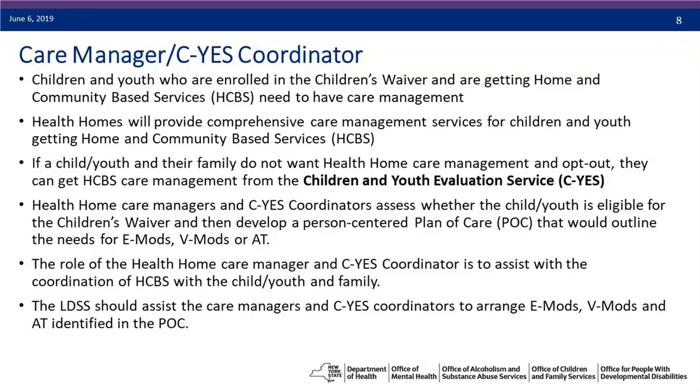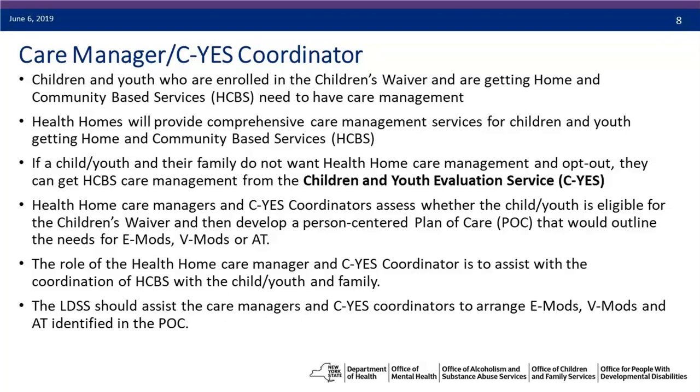And to receive home and community-based services, you need to have some type of care management. And we have now linked HCBS to health home care management. And a family does have a choice to say they want to opt out of health home. If they choose to do that, they still need some type of care management to get HCBS services. And that would be with our independent entity of Children and Youth Evaluation Services, which we call CES.